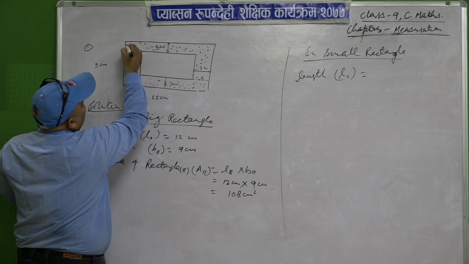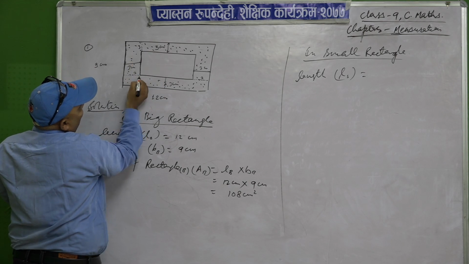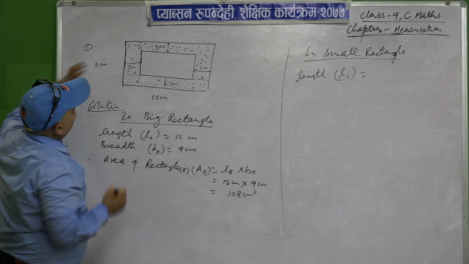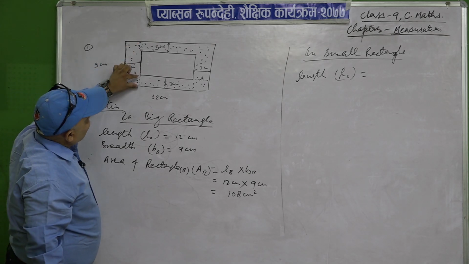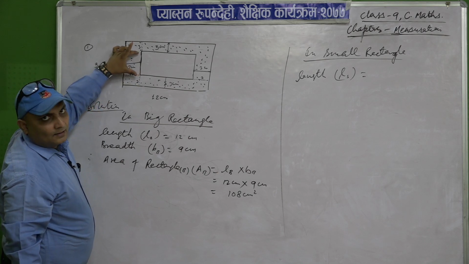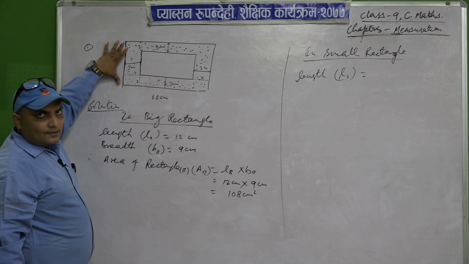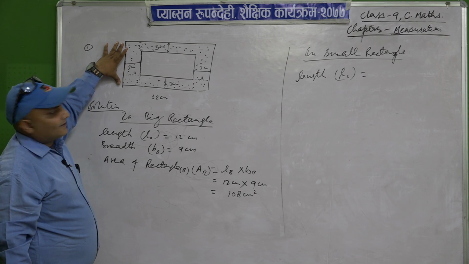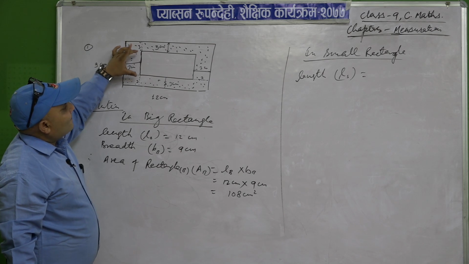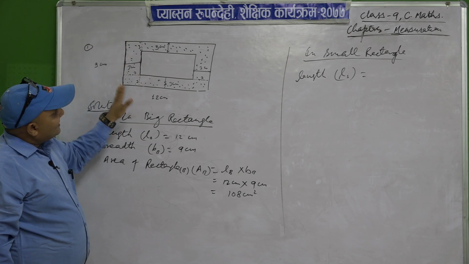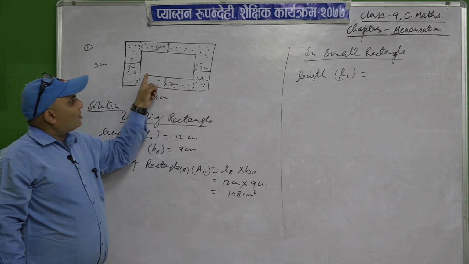Now what can we do? From this breadth we can subtract this 3 centimeter, and again we can subtract this 3 centimeter. From this big breadth, if we subtract this part and this part, we will get this part. Likewise, we got the length here. Same way, from the breadth of the big rectangle, if we subtract this part and this part, we will get this part. That is the breadth of the small rectangle. So in this way, from the figure we can calculate the length and breadth of the small rectangle, which is not given.